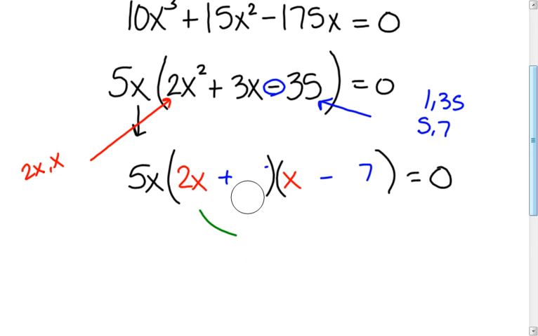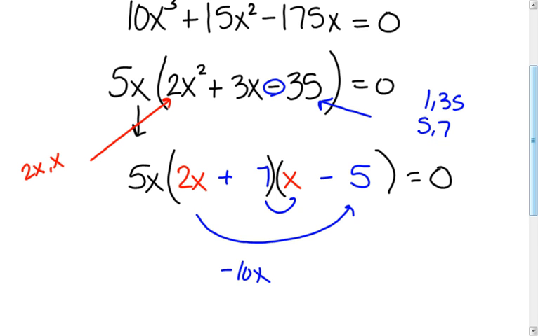Okay, let's try it the other way around. Outsides, negative 10x. Insides, 7x. That gives me negative 3x, but I want it to be positive 3x, so what I need to do is switch those positives and negatives, okay? So I need the 10 to be positive and that to be negative. So that's how that should work.